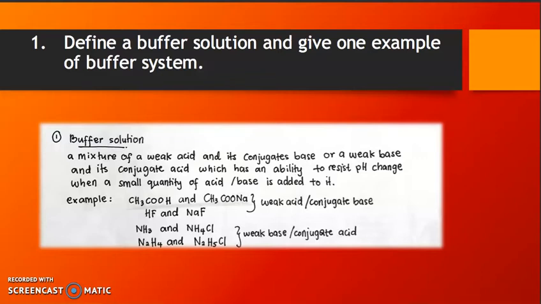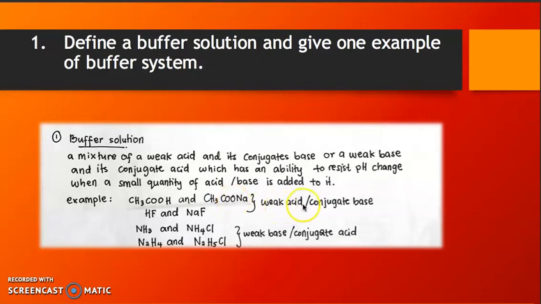If you want to answer this question, give the meaning of a buffer solution: a mixture of a weak acid and its conjugate base, or a weak base and its conjugate acid, which has the ability to resist pH change when a small quantity of acid or base is added to it. Example: acetic acid and sodium acetate.